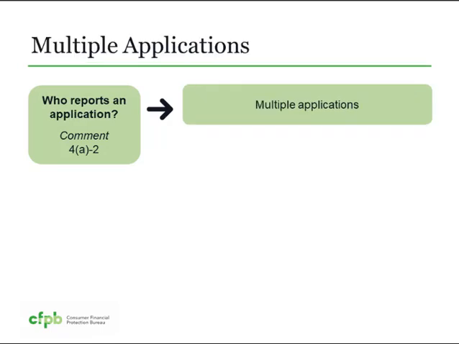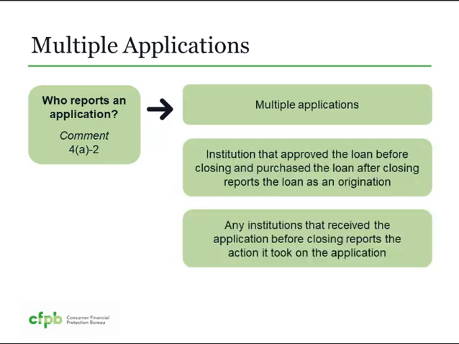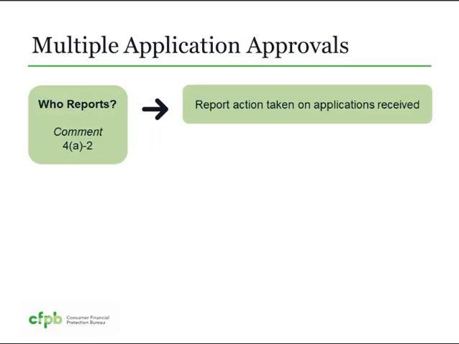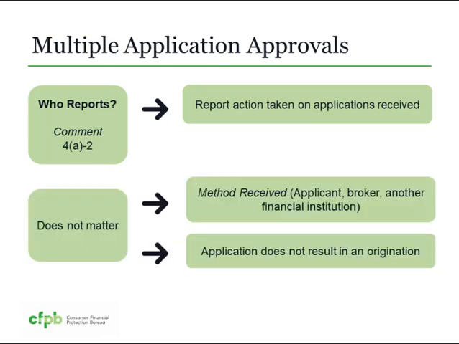What happens when more than one institution approved an application prior to closing or account opening, and one of those institutions purchased the loan after closing? In this case, the institution that approved the application before closing and purchased the loan after closing reports the loan as an origination. A financial institution reports the action it took on all applications that it receives. It does not matter whether the financial institution received the application from the applicant or from a broker or another financial institution. It also does not matter if the application for a covered transaction does not result in an origination.